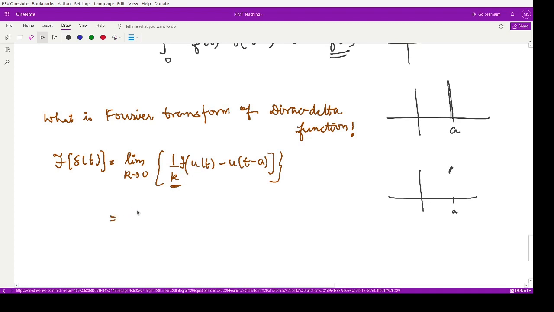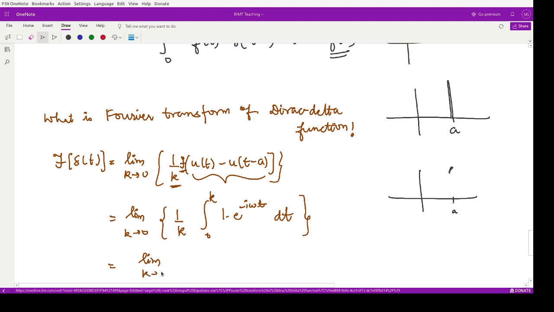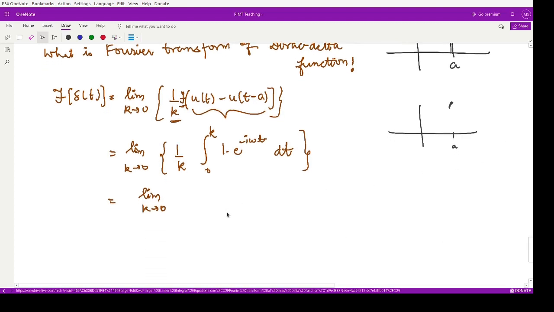So this becomes limit k goes to 0, 1 by k, and what is this function? This is only defined from 0 to a. Its value is 1 from 0 to k. So 1 into e to the power minus iota omega t dt. This is by definition of the Fourier transform, right? Then we can simplify this. So limit k goes to 0, this is equivalent to 1 by k, e to the power minus iota omega t divided by minus iota omega, and the limits vary from 0 to k.